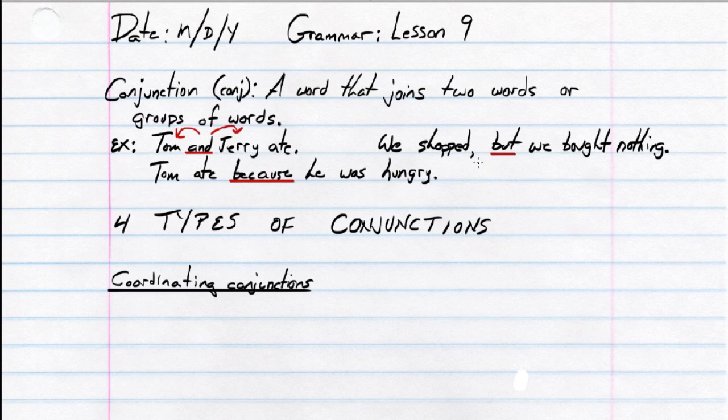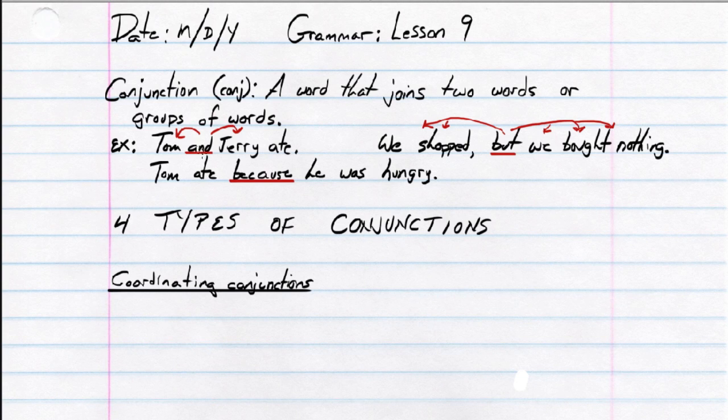In the second sentence, but is joining bigger ideas, not just names of people, but who and what they did. So for example here, it's the idea of we shopped and the idea of we bought nothing. So this conjunction here is combining two big ideas.